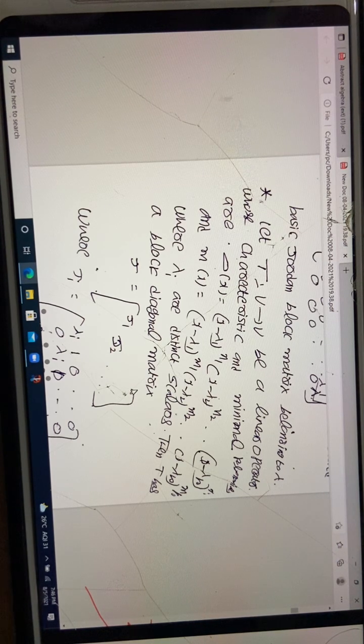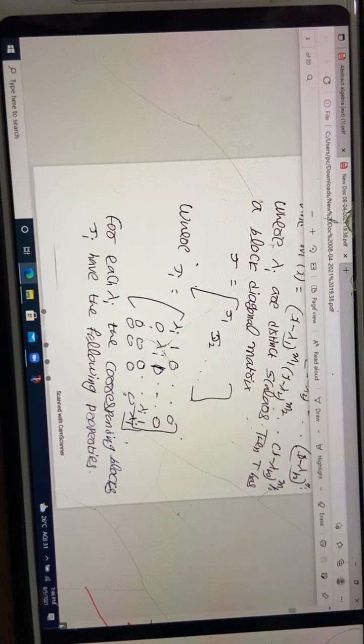Then T has a Jordan block. Then what is the Jordan block corresponding to this? It's given by J1, J2 and so on. What is J1? It is the block corresponding to lambda 1. What is J2? It is the block corresponding to lambda 2. What is Jr? It is the block corresponding to lambda r. Then how to formulate?